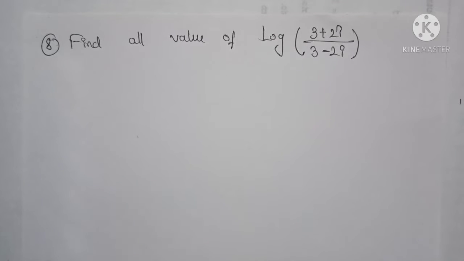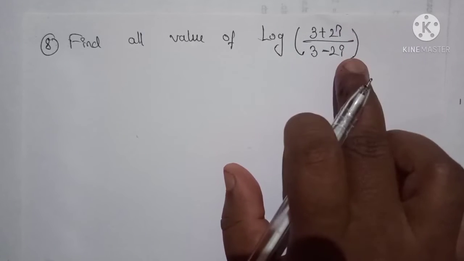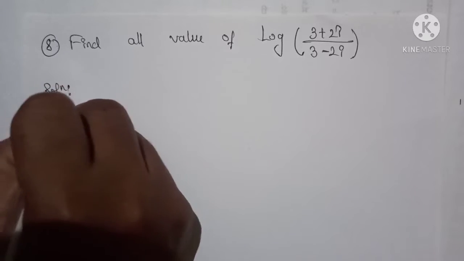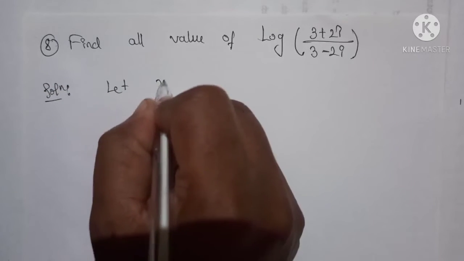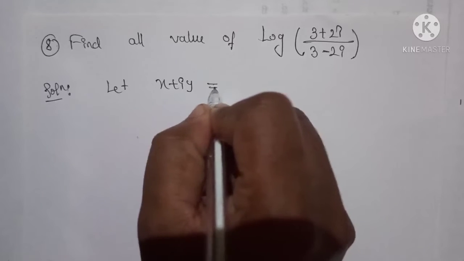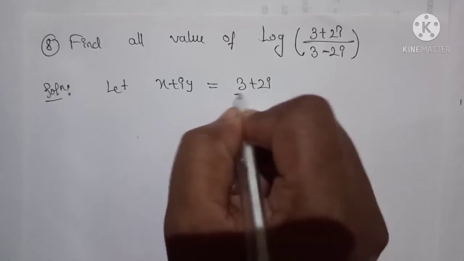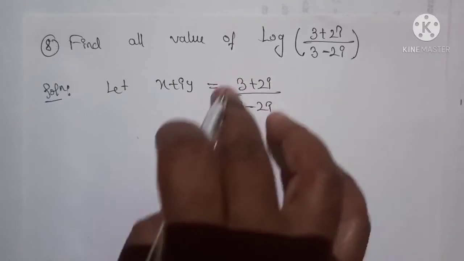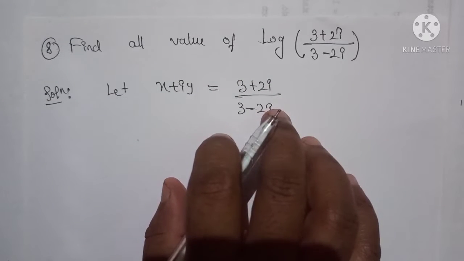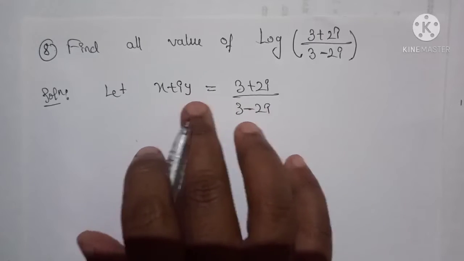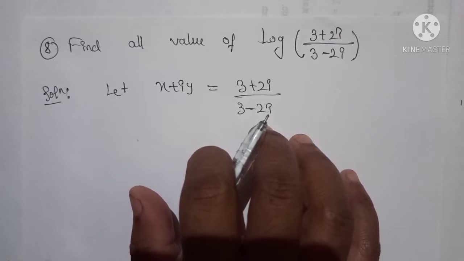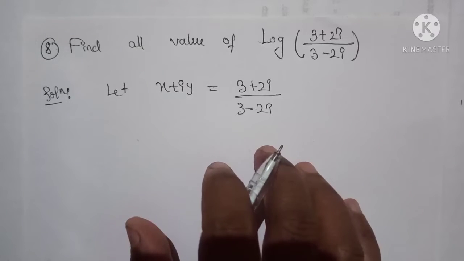Next problem, find all the values of log of (3 plus 2i) divided by (3 minus 2i). Let us consider the given complex number: let x plus iy be equal to (3 plus 2i) divided by (3 minus 2i). You can observe that here the real and imaginary parts are not separated, which means we cannot get x and y values from this. Therefore first we have to reduce it into x plus iy form, that means we have to separate the real and imaginary parts.